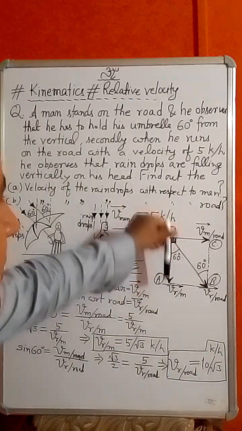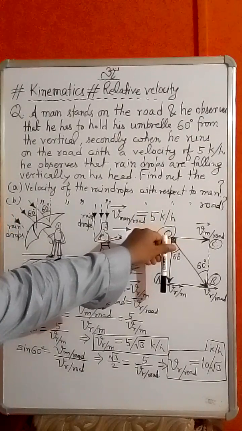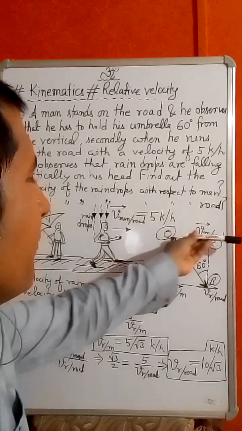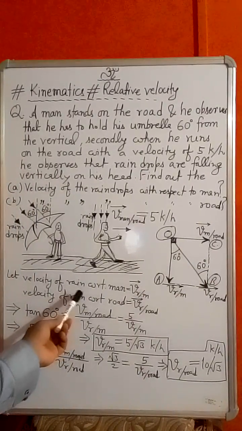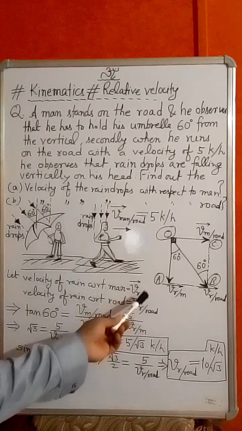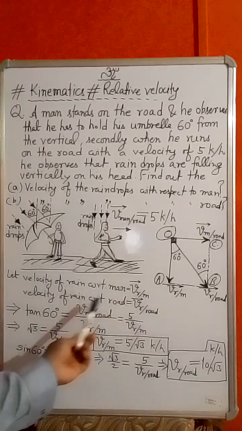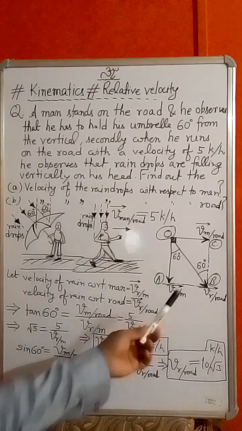However, this one is the velocity of raindrop with respect to man, observed by man, of course. And this one is of course the velocity of man with respect to road, correct? So now let's assume that the velocity of rain with respect to man is V_R/M, and the velocity of rain with respect to road is V_R/road, correct?